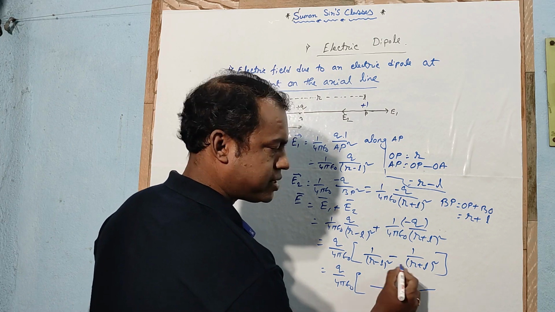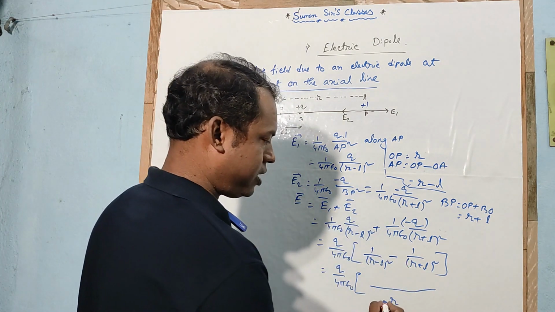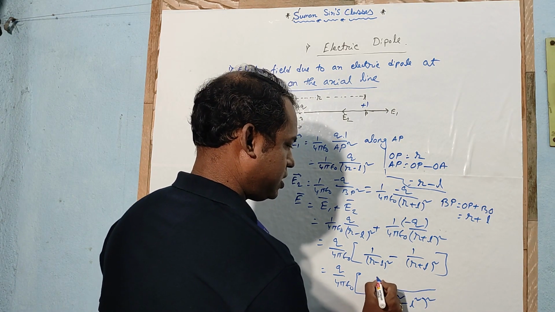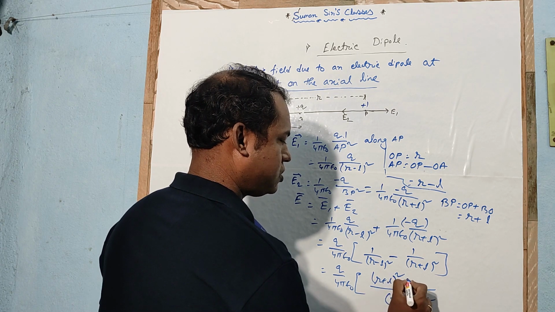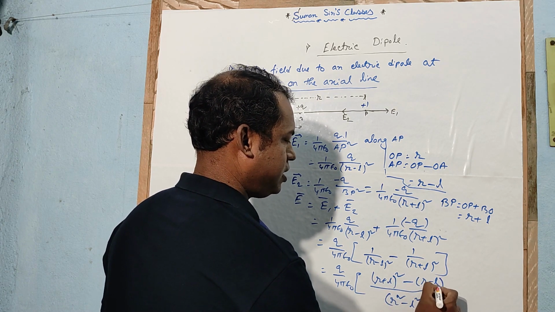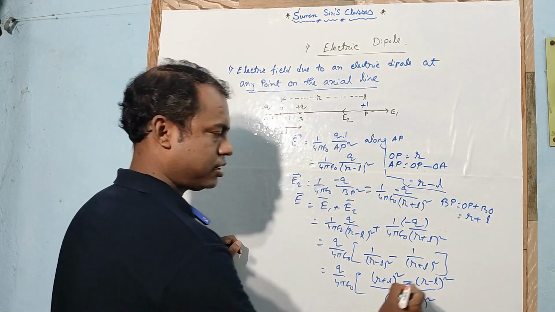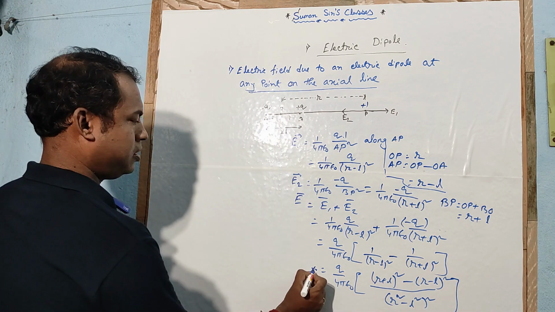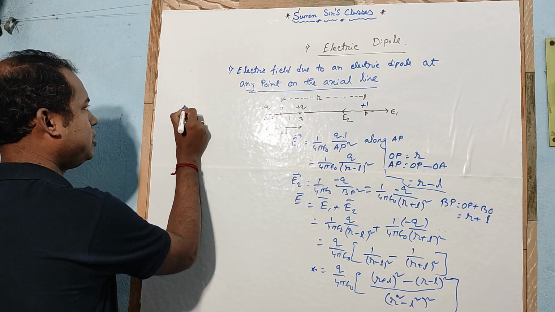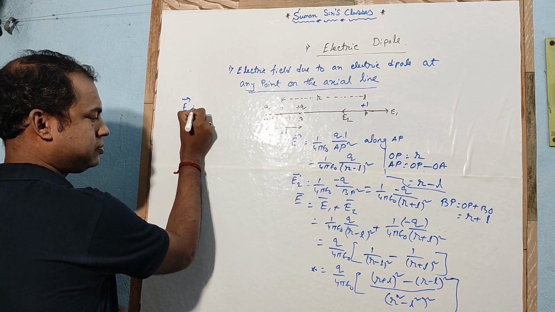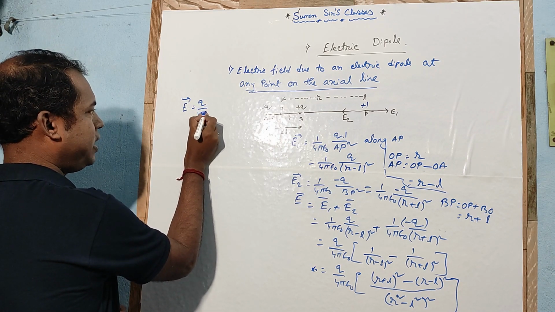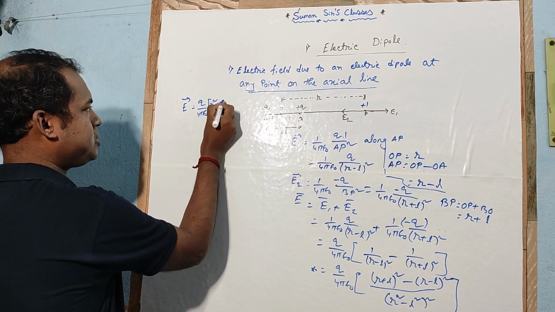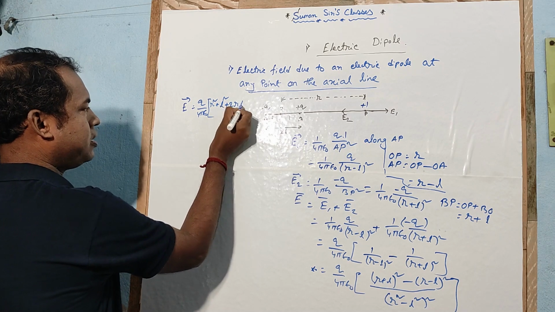This one, (R plus L) into (R minus L), that is R square minus L square. So (R square minus L square) whole square. And this one is (R plus L) whole square minus (R minus L) whole square. Okay. So now calculating this part again. So E equals Q by 4 pi epsilon naught, R square plus L square plus 2RL.